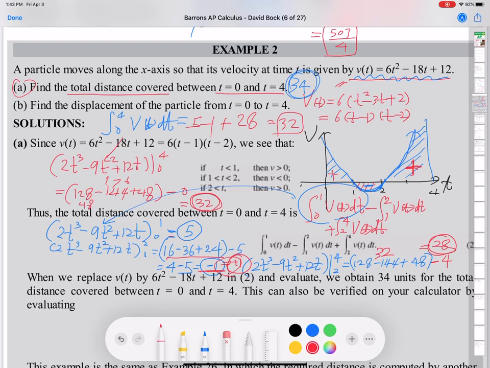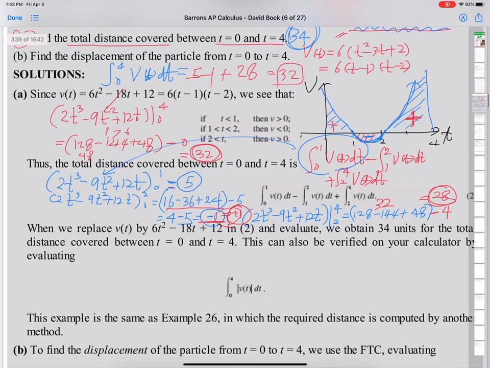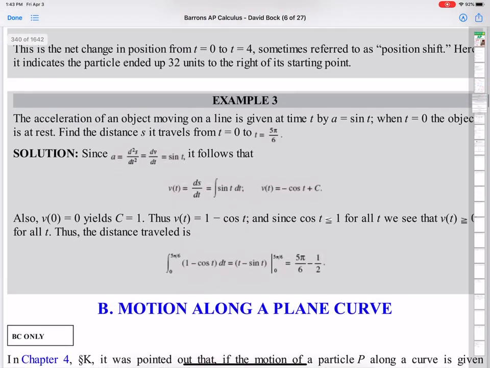Okay, to find the traveled distance, we have to separate into 3 different areas because 0 to 1 is positive, 1 to 2 is going to be negative, 2 to 4 is positive. Find the displacement for each section, change all to positive, and then add them up. You got it, right? Okay, last example today, example 3.